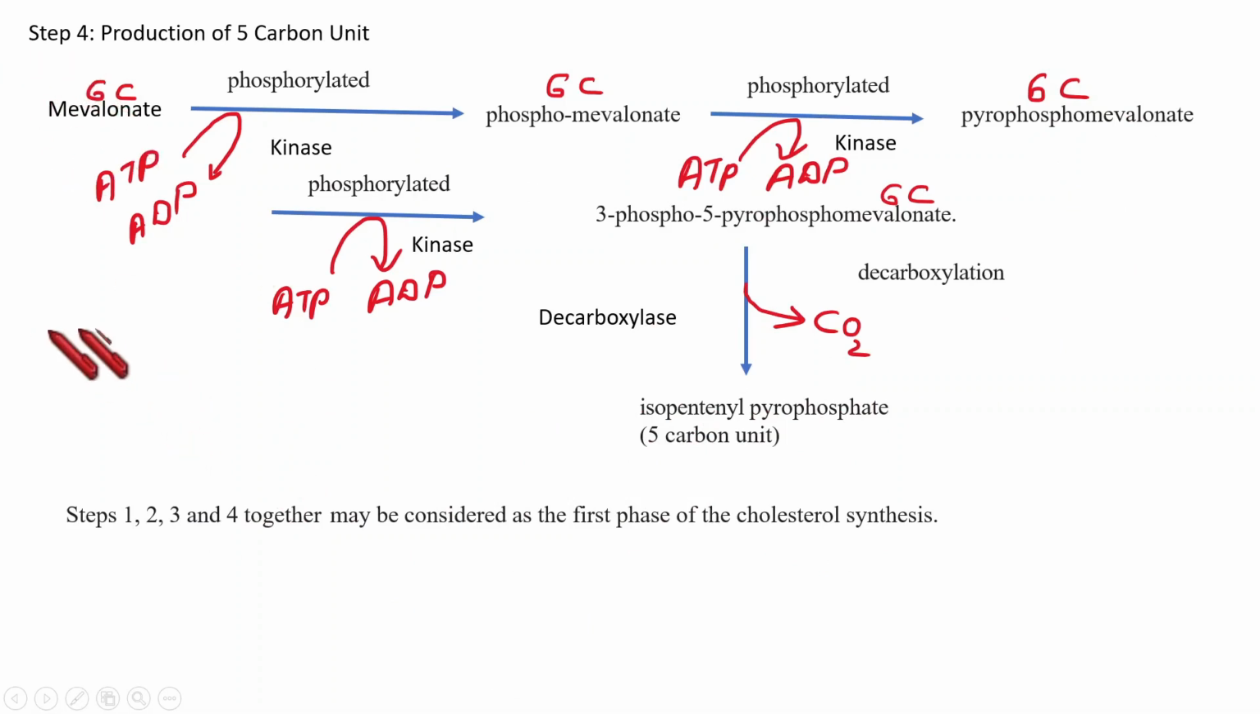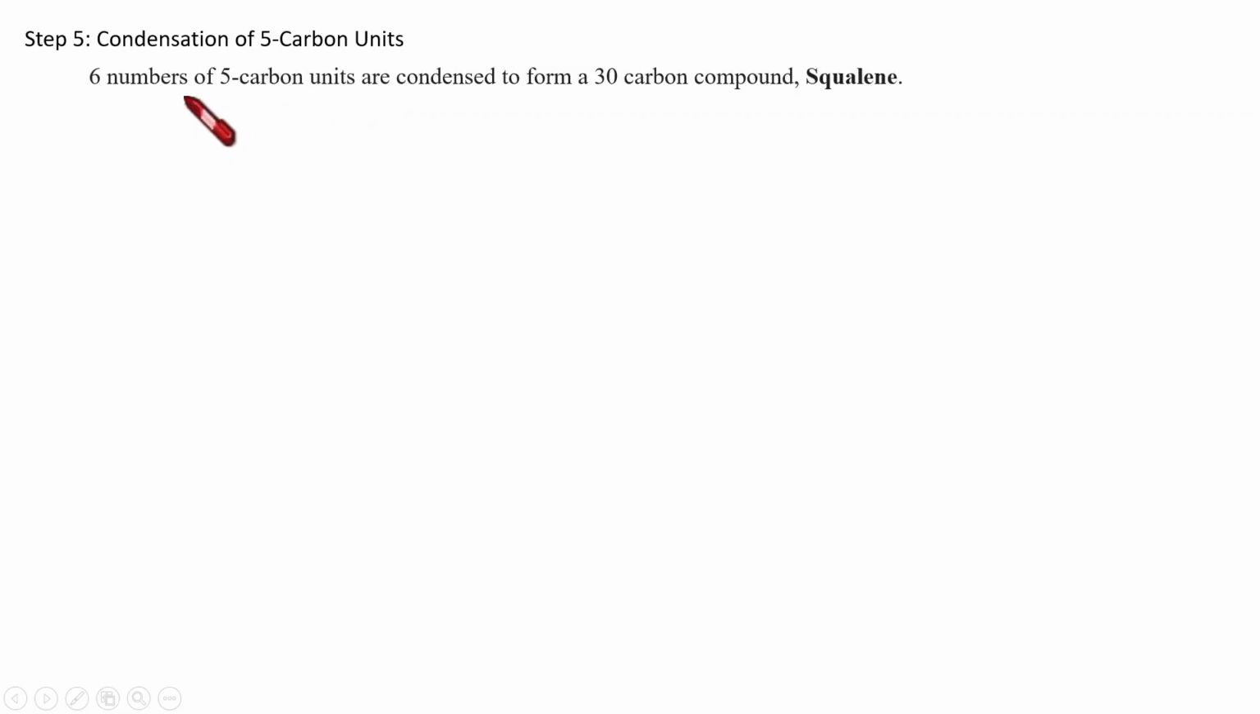Till here, it forms the first phase of cholesterol biosynthesis. Then we are moving to the next phase. That is the condensation of the lastly formed isopentenyl pyrophosphate, a 5-carbon compound. 6 such 5-carbon units are condensed, combined to form a 30-carbon compound. What's its name? Squalene is forming here. Squalene, a 30-carbon compound, and still it is a straight chain.